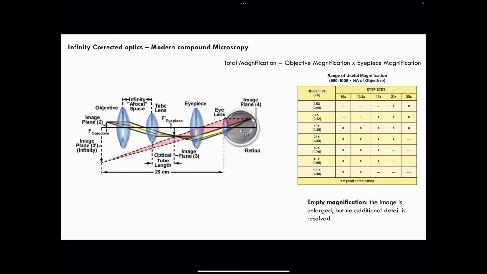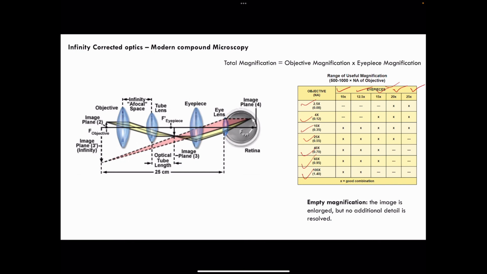Now we know that the objective as well as the eyepiece come in different magnifications. You can see that an objective can have a magnification of 2.5x, 4x, 10x, 25x, 40x, 60x and 100x. Now all these different kinds of magnifications are available to you. However, not everything is of use to you. Similarly, the eyepiece is also available in different types of magnifications. It has 10x, 12.5x, 15x, 20x and 25x. Now there's something which we call empty magnification. There's a phenomenon, the concept of empty magnification, in microscopy.